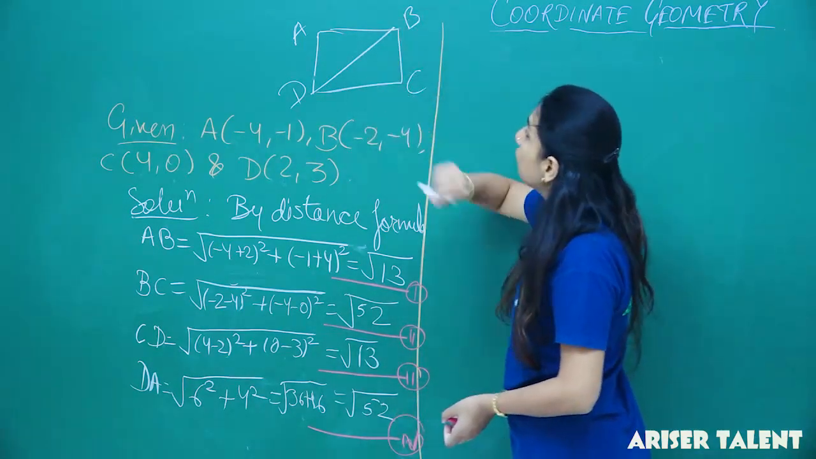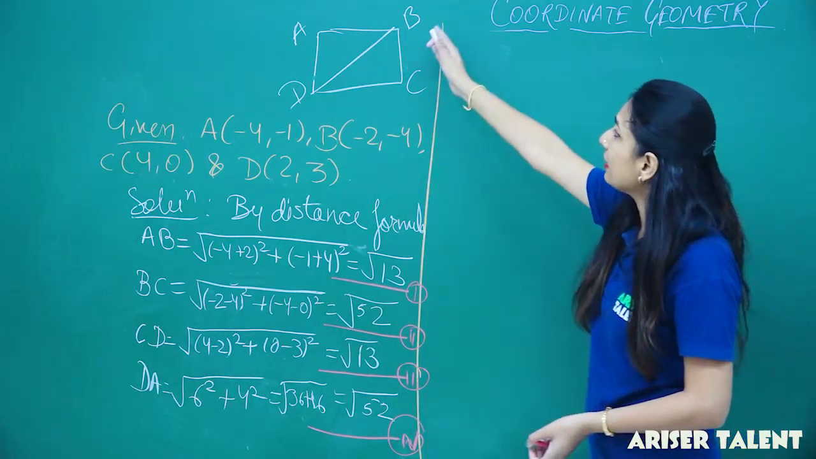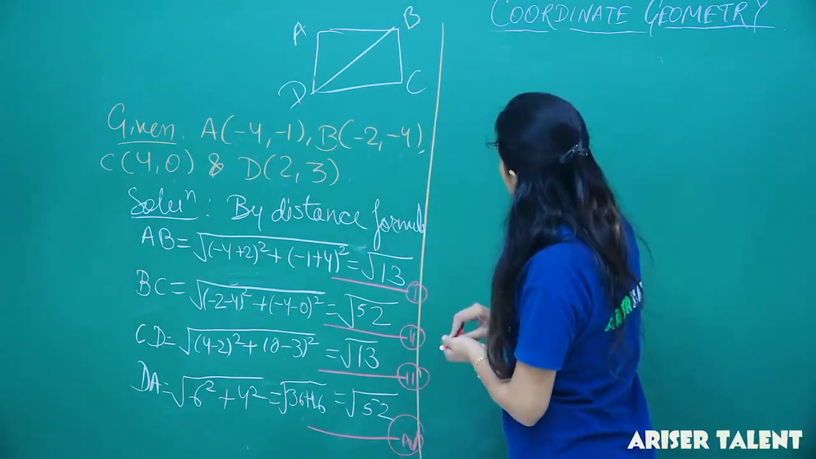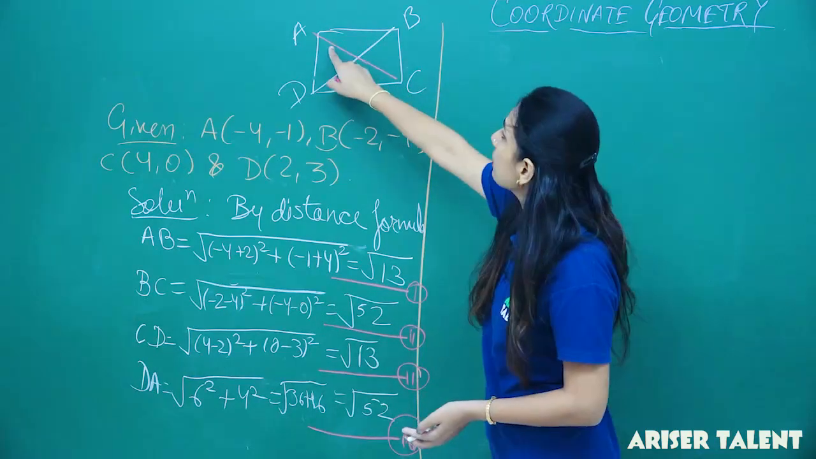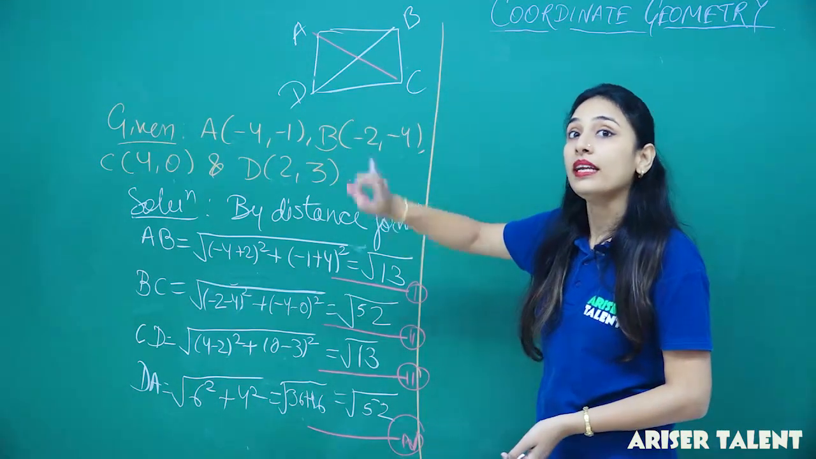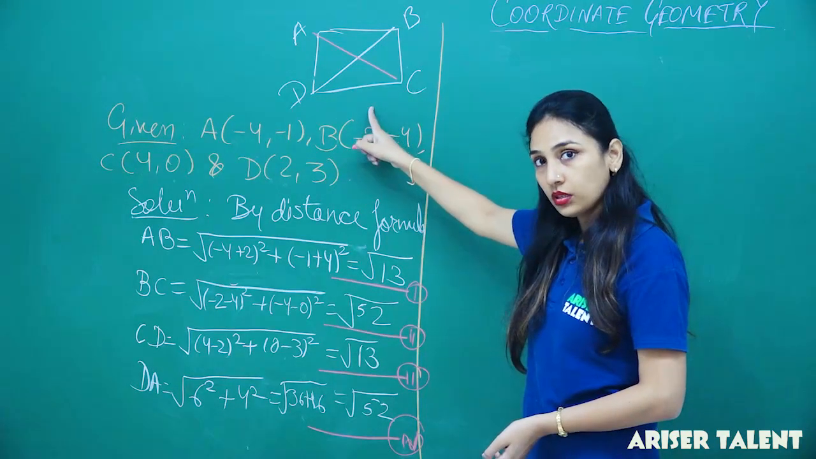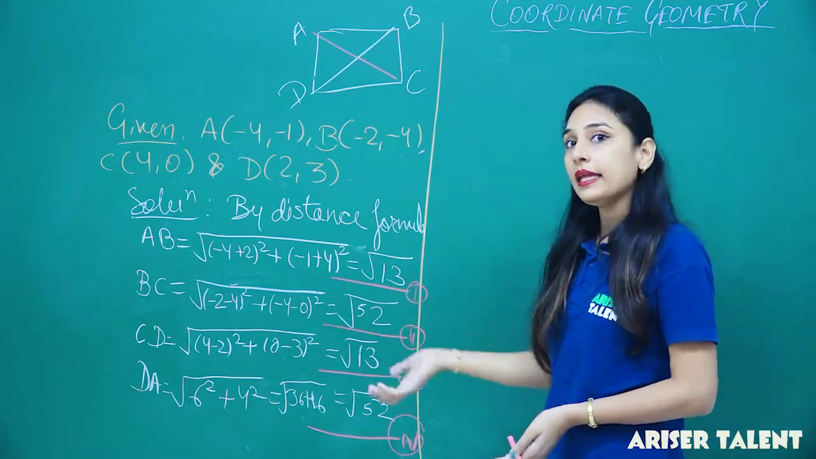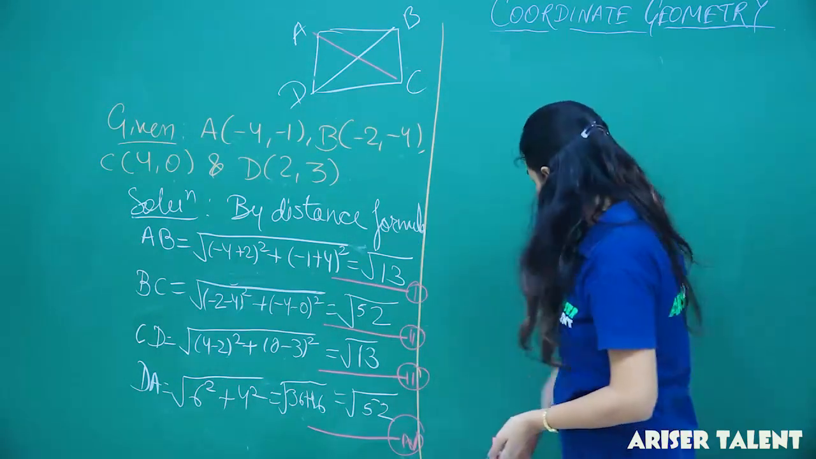Now I have to deal with this. Either I can take BD or I can take AC. If I take AC, then AC square should equal AD square plus DC square. If it follows, then it's a rectangle. If it does not follow, that means it's simply a parallelogram.